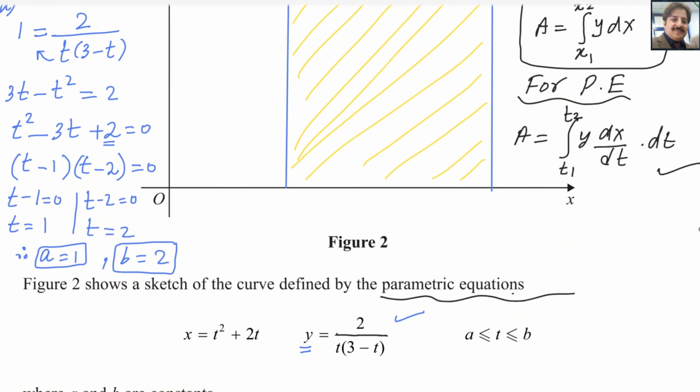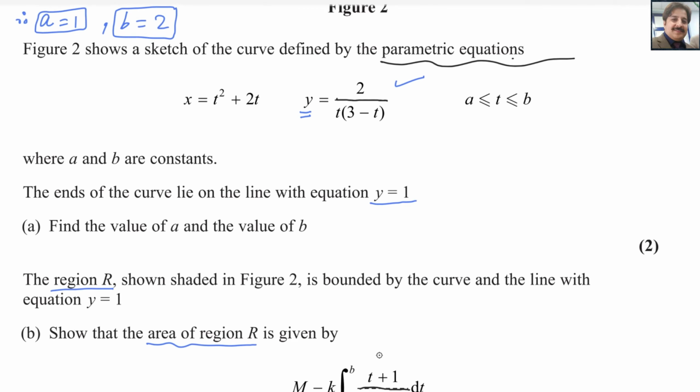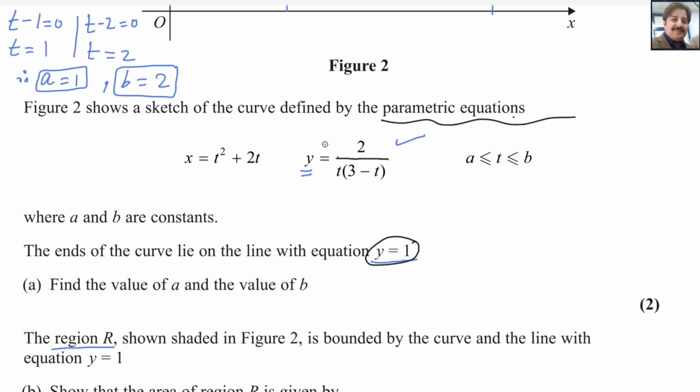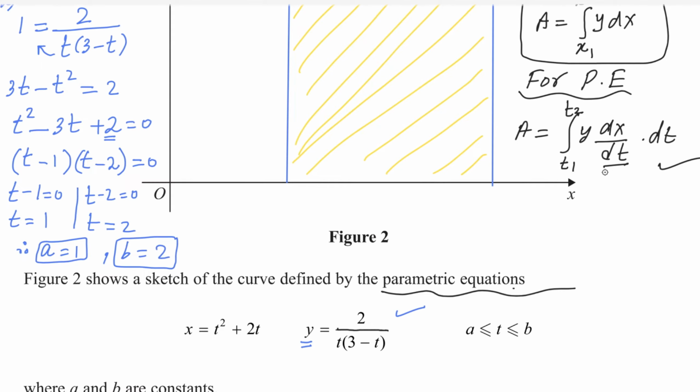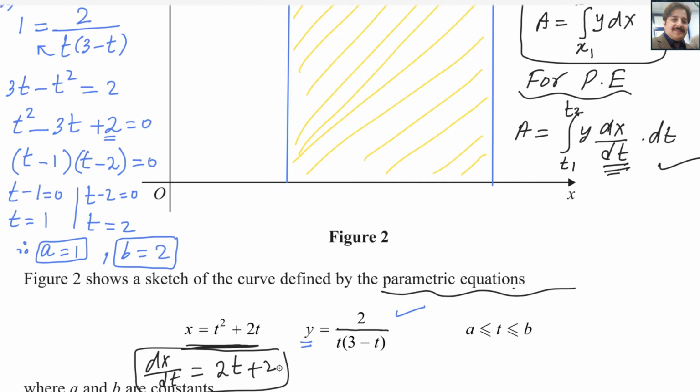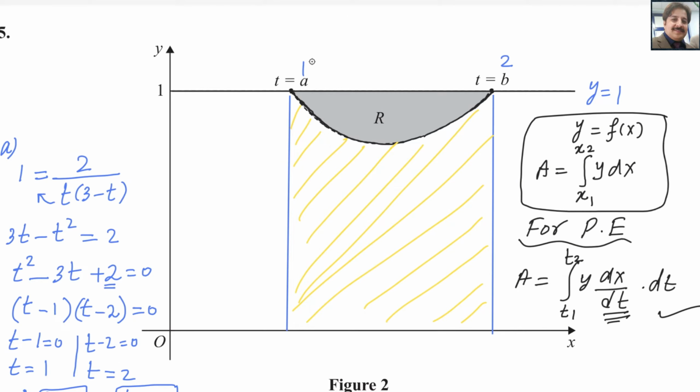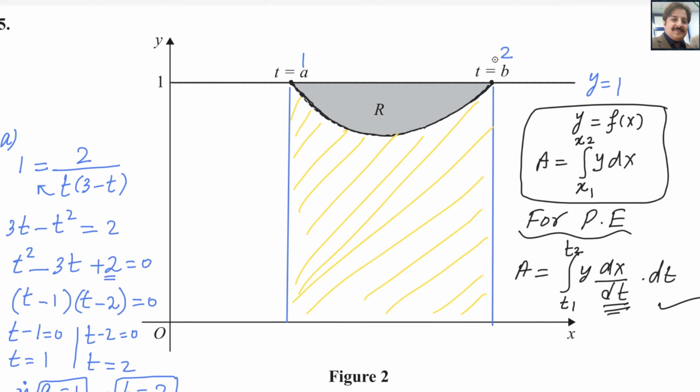Here we have y given. There are two y's, one value for the line and the other value of y for the curve. And second thing, you should get the derivative of x with respect to t. So you should get dx by dt as well. Dx by dt could be found from here, dx by dt equals 2t plus 2. Got it? Dx by dt is this value, 2t plus 2. And the t values are also given, from 1 to 2. So by using this formula, we will find the area for the shaded region.